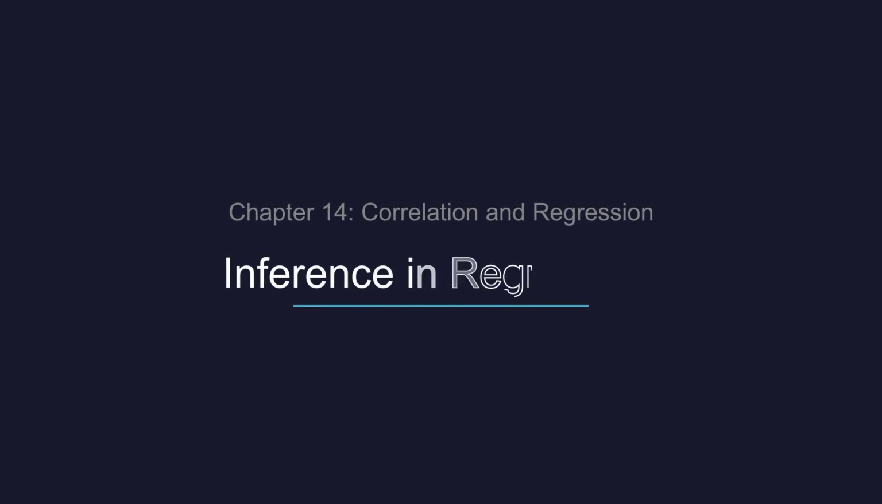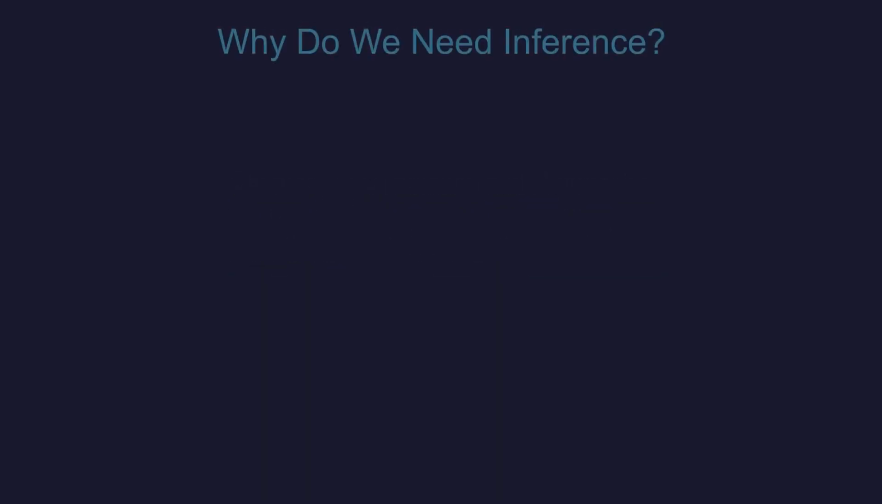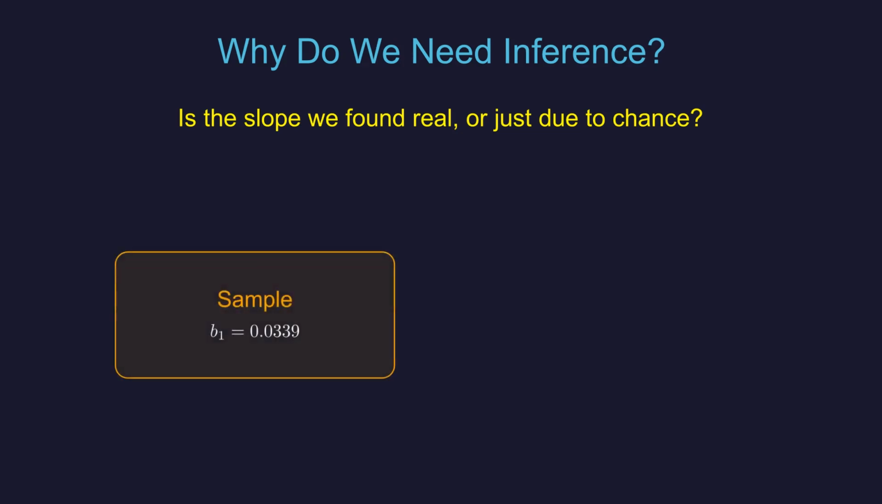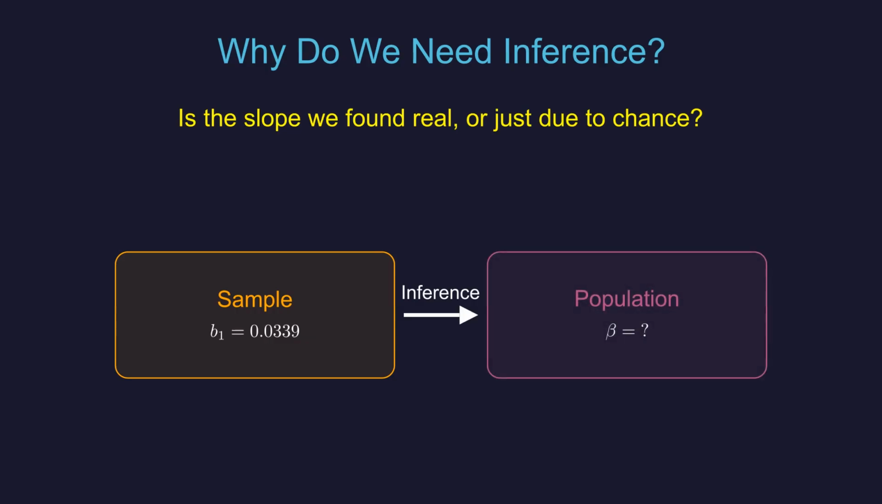Inference in regression. How do we test whether the slope is real and build confidence intervals? We computed a slope from our sample, but that's just one sample. The real question is, does the population slope, beta, actually differ from 0? Our sample gives us b1, but we need inference to say something about the true population parameter beta.